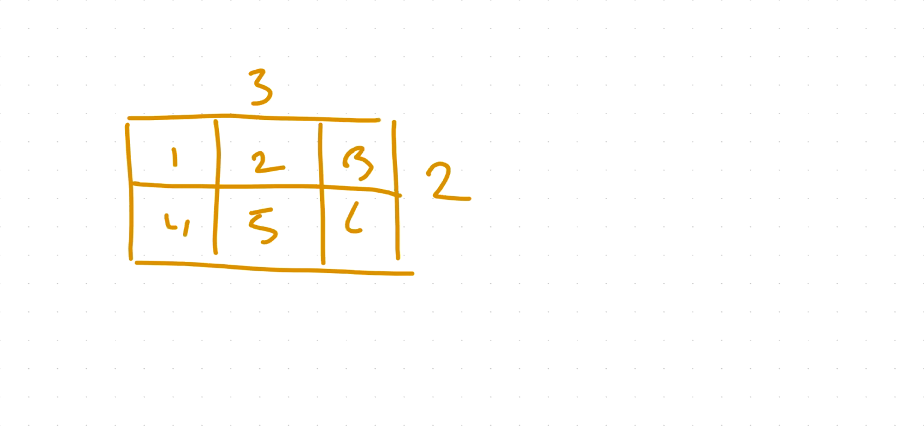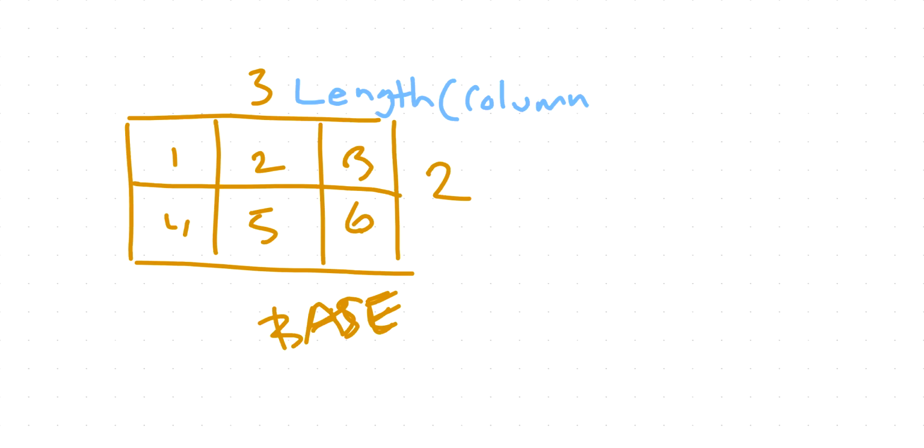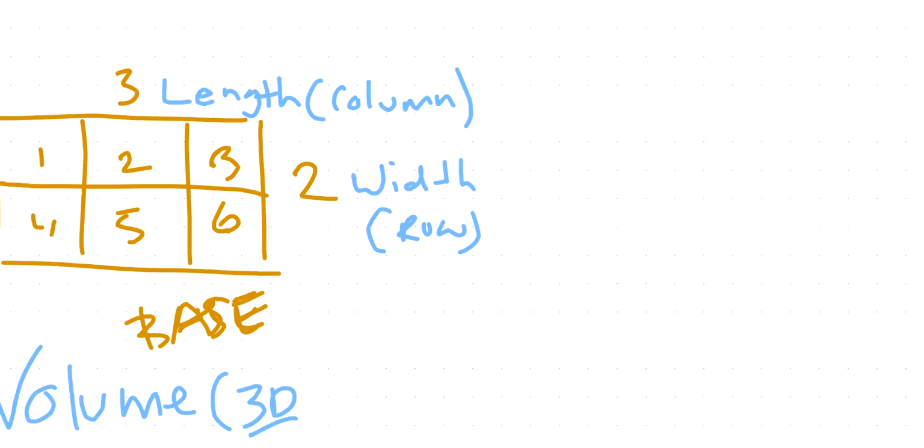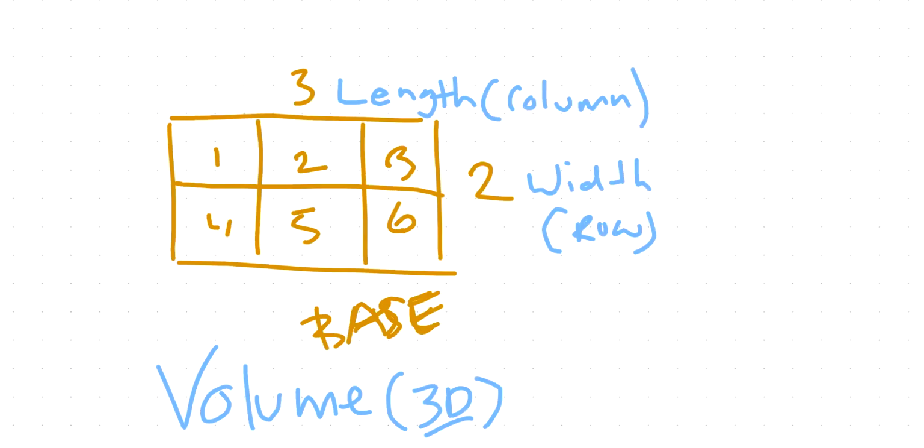Now we call this a base as well, because if you think about the concept of 3 dimensions, these are only 2 dimensions, right? The only 2 dimensions I have here are a length, or a column, and a width, which is my row. But when we're talking 3-dimensional and we're talking volume, we're actually missing a dimension here.